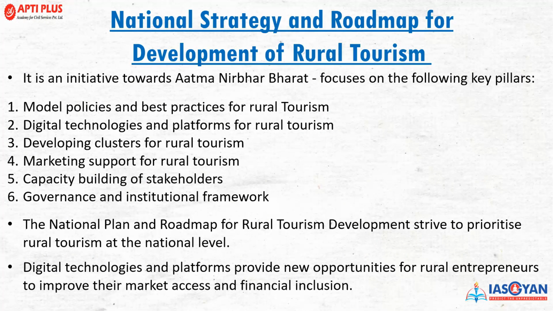Now, there is a strategy that the government has made. That strategy is called the National Strategy and Roadmap for the Development of Rural Tourism. So these are some of the initiatives under Atmanirbhar Bharat that focus upon key pillars. First is model policies and best practices for tourism, digital technologies and platforms for tourism, cluster development for tourism, marketing support for rural tourism, capacity building for stakeholders, governance and institutional framework. Now, the national roadmap of rural tourism development strives to prioritize rural tourism at the national level. The utilization of digital technologies and platforms has also been increased so that new opportunities are available for rural entrepreneurs, so that it can improve market access and financial institutions.